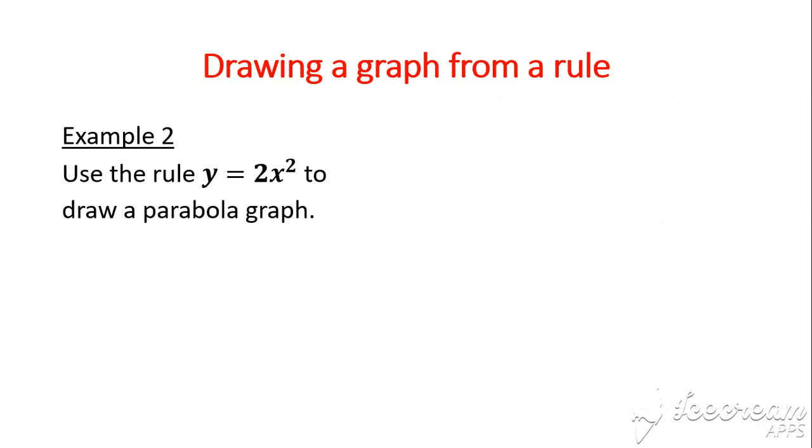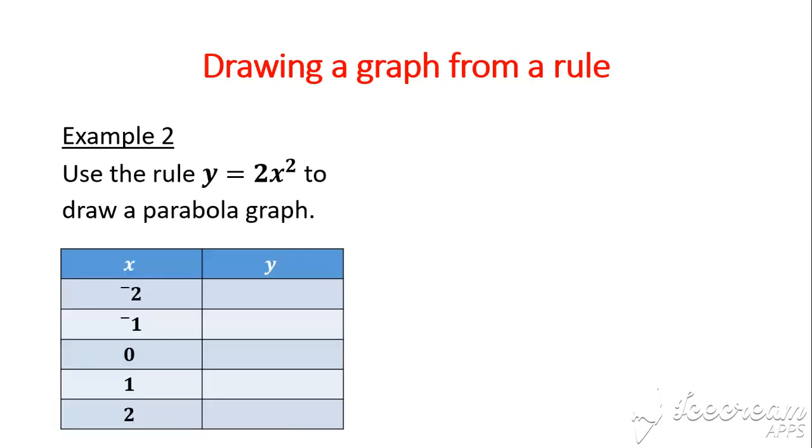Right, let's move on to example 2. Use the rule y equals 2x squared to draw a parabola graph. So here's my table once again. Again, I'm picking x from -2 to +2. In a test, you may have different x values to use, but if you haven't been given any x values, you have to choose certain x values to use.